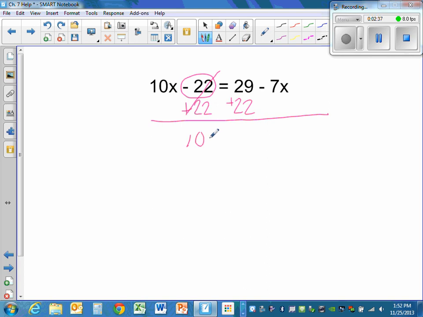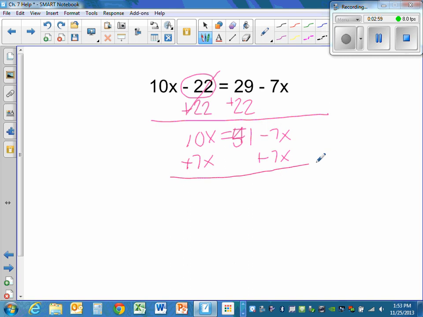I'm left with 10x on the left. And on this side, I'll be left with 41. Sorry, 51. Minus 7x. Now I have all the numbers on the right, which means I need to get rid of the variables. I'm going to add 7 to both sides.